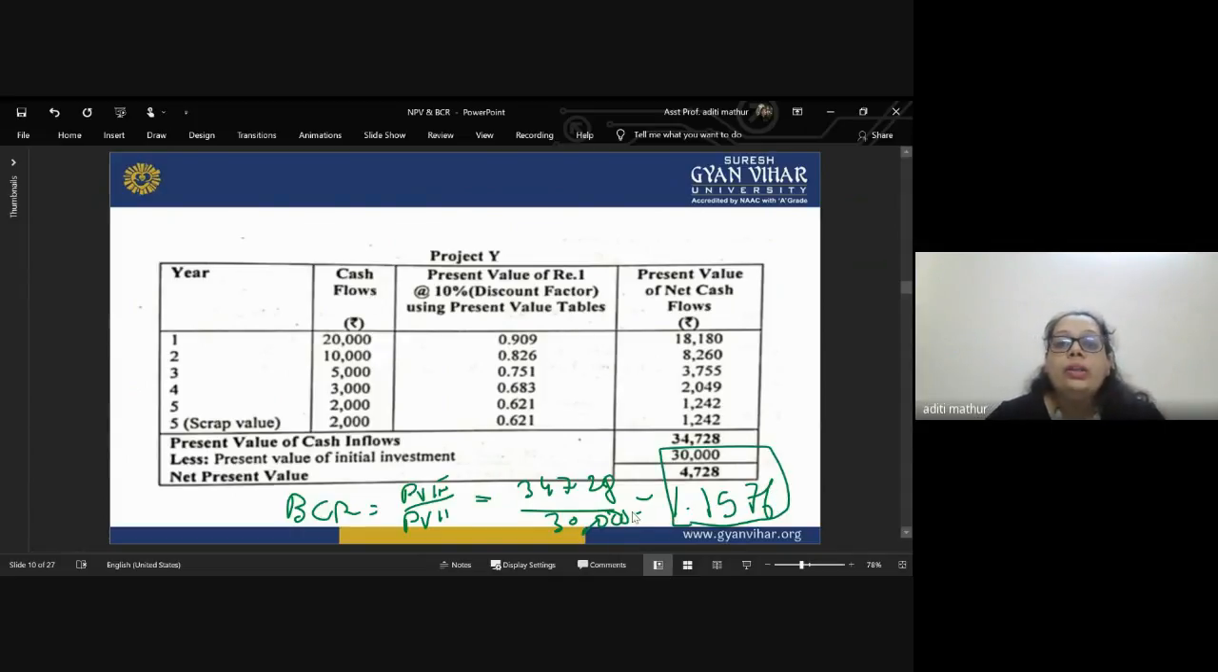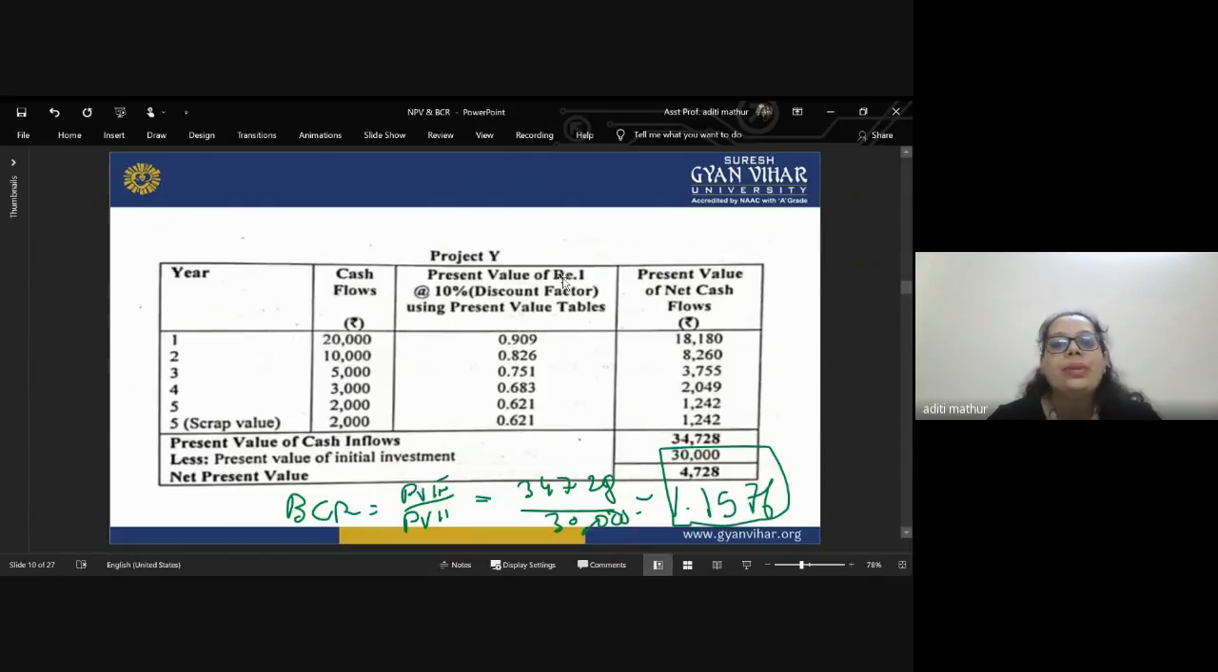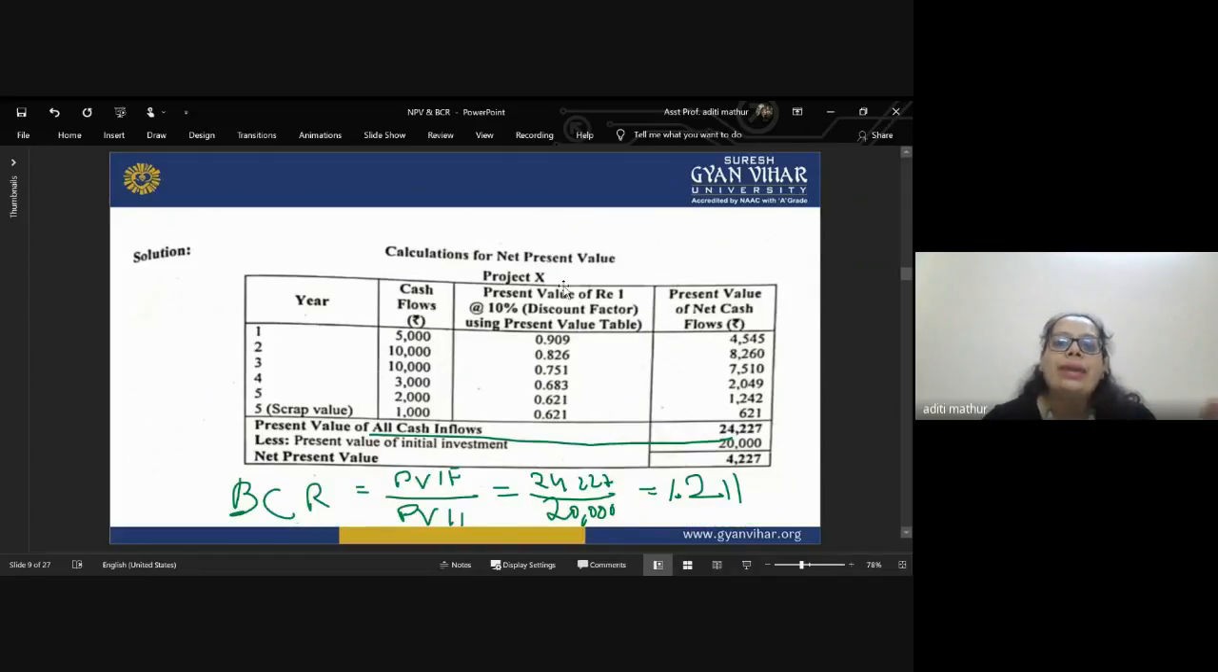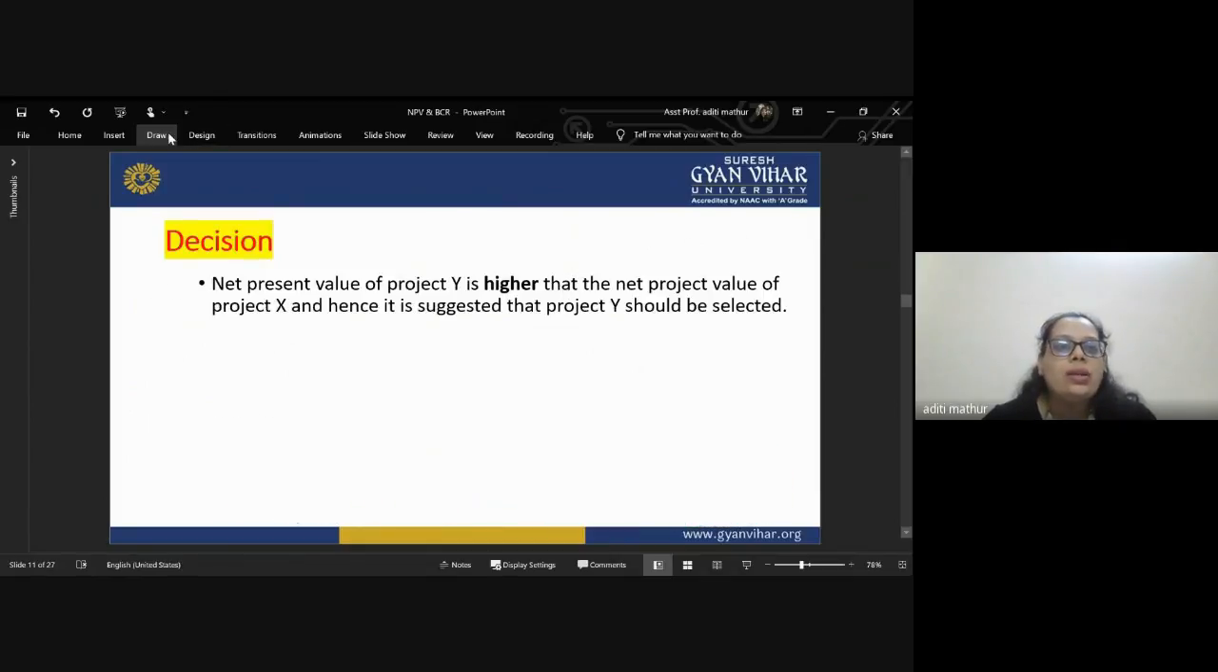But the point to be taken into consideration over here is that the BCR for your project X is higher in comparison to the BCR of project Y. So as per the BCR method, you should accept X, not Y, right? So you can write it over here.